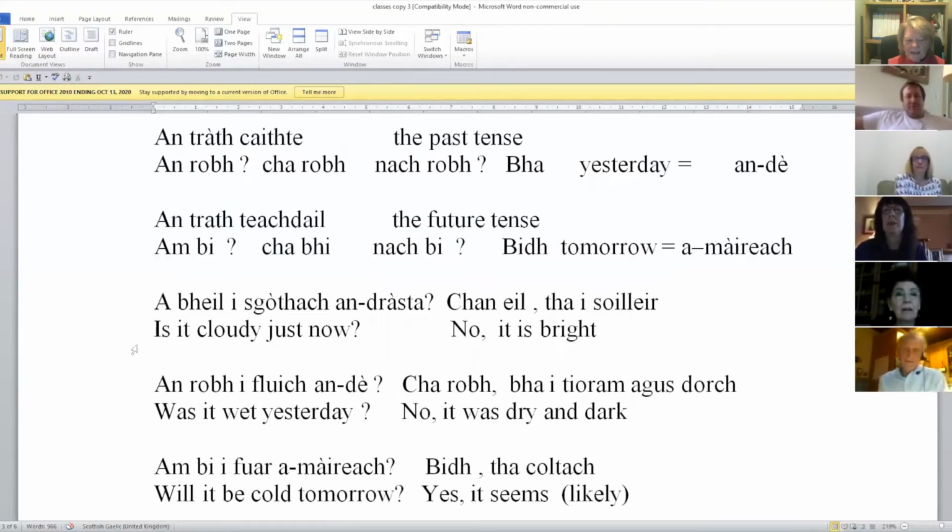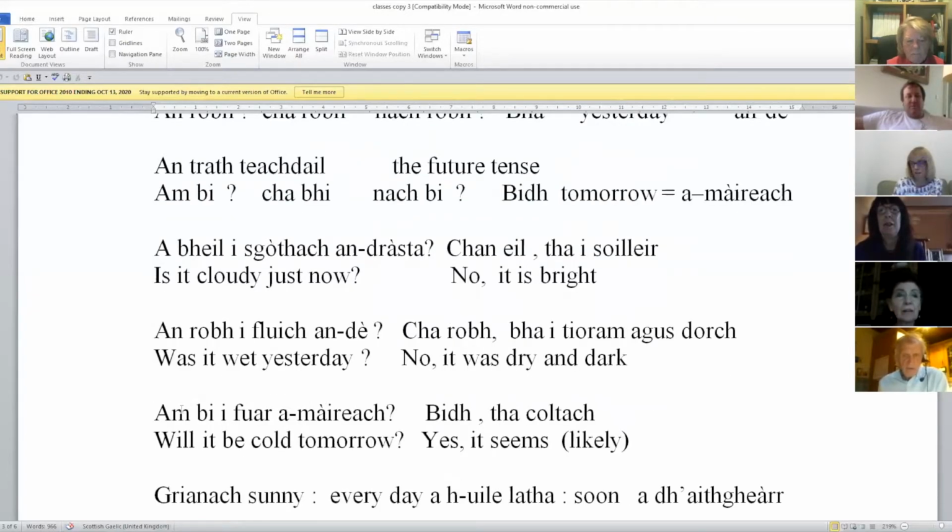So in the past tense, here we are in the past tense: was it wet yesterday? No, it was rainy and stormy.